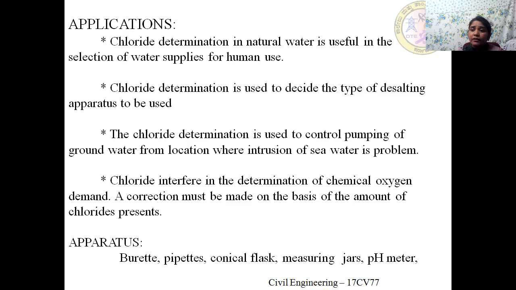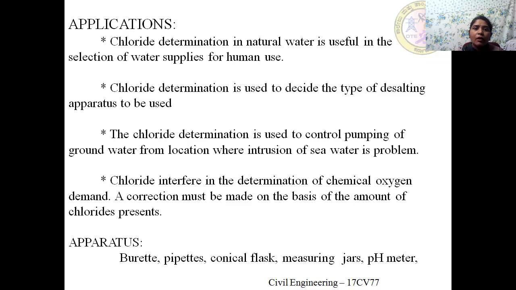The chloride determination is also helpful in the determination of chemical oxygen demand, COD. To carry out the oxygen demand test, we need to determine the chloride content, otherwise it will interfere in the decomposition of organic and inorganic matter in the COD determination. A correction should therefore be made on the basis of the amount of chloride present. So these are the various applications of chloride determination.